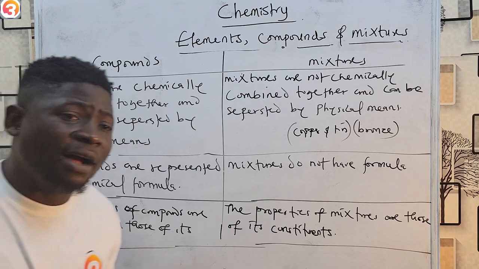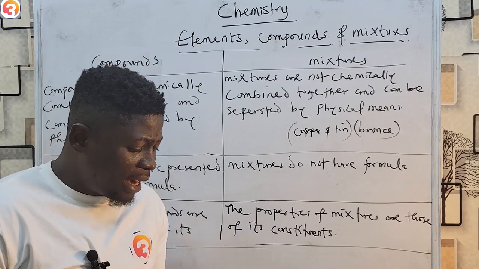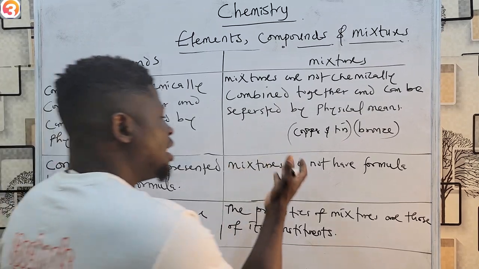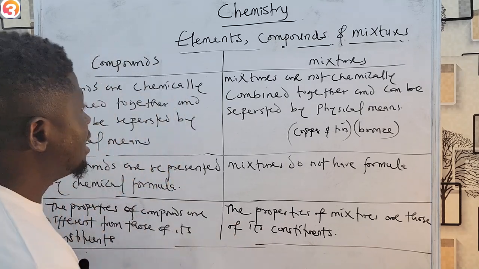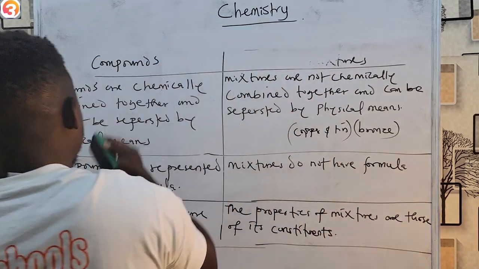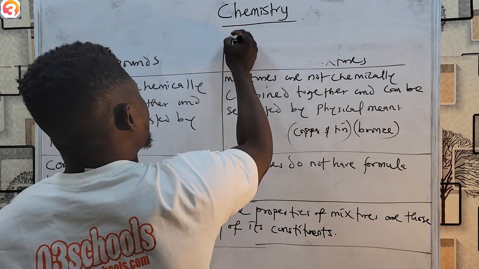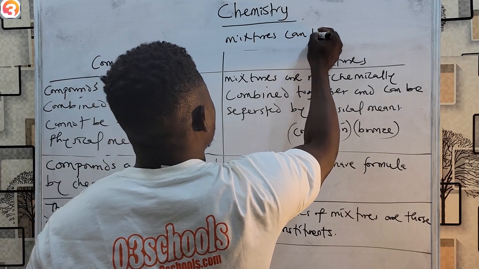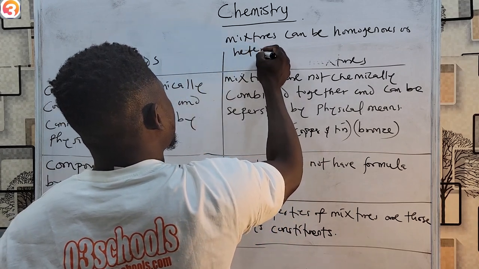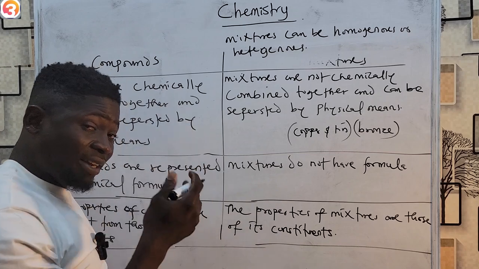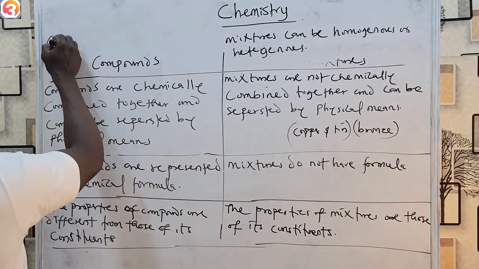Whatever difference can we notice between compounds and mixtures? We have discussed the homogeneity and heterogeneity of mixtures. I'm going to explain that part critically for you to understand. Another difference is that mixtures can be homogeneous or heterogeneous. We listed examples of both homogeneous and heterogeneous mixtures, but compounds are always homogeneous.